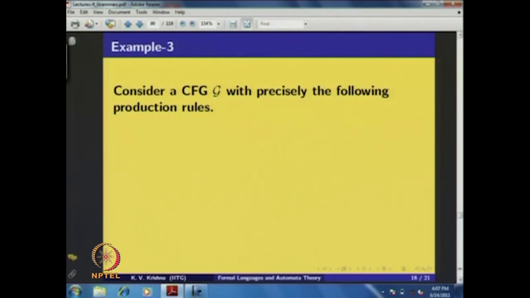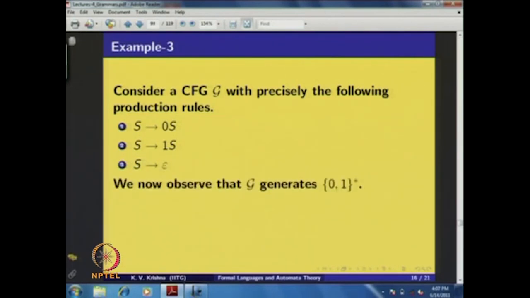Now, let me give one more example. Consider the CFG with precisely the following production rules. 1, S gives 0 S, 2, S gives 1 S, 3, S gives epsilon. Now, we observe that the grammar G generates 0 1 star. Here, I am not stating the quadruple, only the production rules are stated. If one is interested in writing it, it is easy.